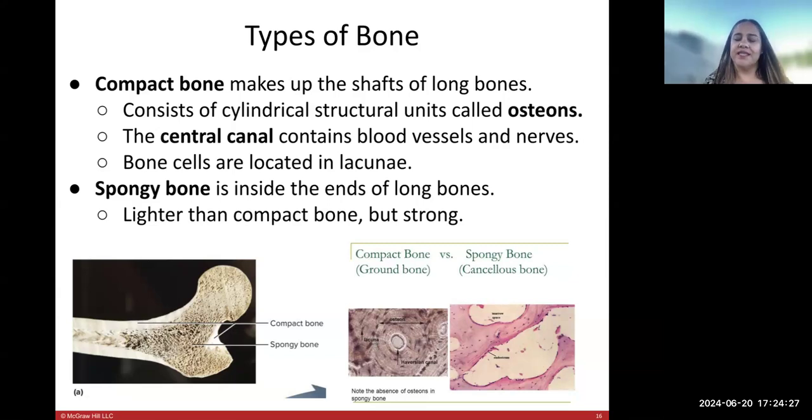Spongy bone is inside the ends of the long bones. It's lighter than compact bone, but it's still strong. See, the compact bone in the picture is very, very dense. There's not a lot of space. And then the spongy bone literally looks like a sponge. There's little holes throughout it.